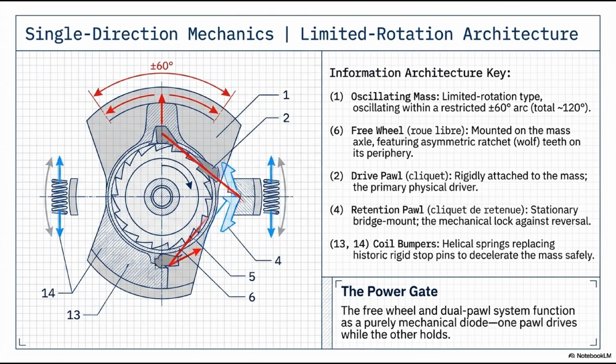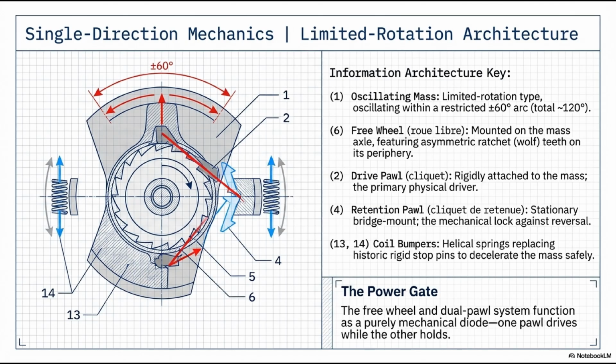Interacting with this wheel are 2 critical pawls. Component 2 is the drive pawl, or cliquette. It is rigidly attached to the swinging mass, it is the primary physical driver. Component 4 is the retention pawl, or cliquette de retenue. This is stationary, mounted directly to the bridge, it acts as the mechanical lock against reversal. Finally, components 13 and 14 are the coil bumpers safely decelerating the mass.